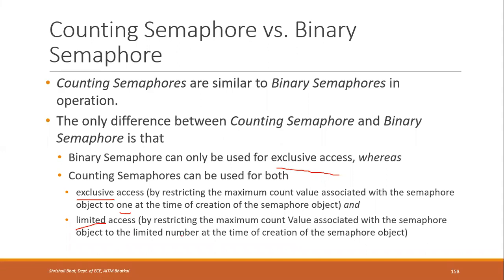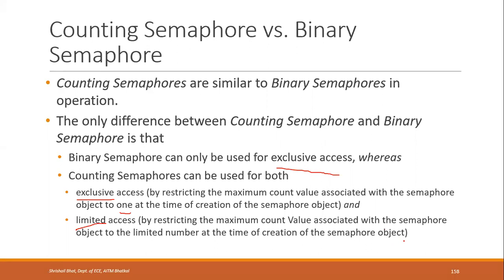Limited access means restricting the maximum count value associated with the semaphore object to a limited number. Some number like 4, 5, or 10, a fixed number at the time of creation of the semaphore object. At the time of creation itself, it will be fixed. Later, it will not be modified. So this is the basic difference between counting and binary semaphores.